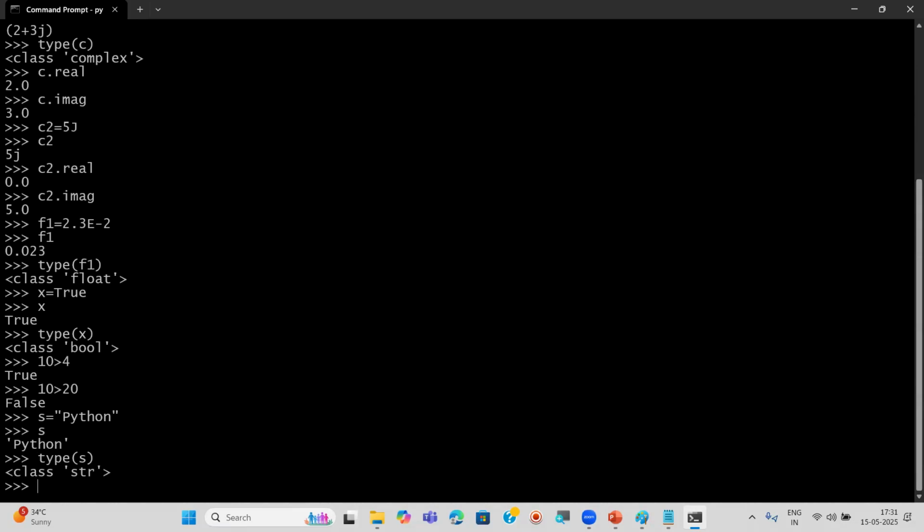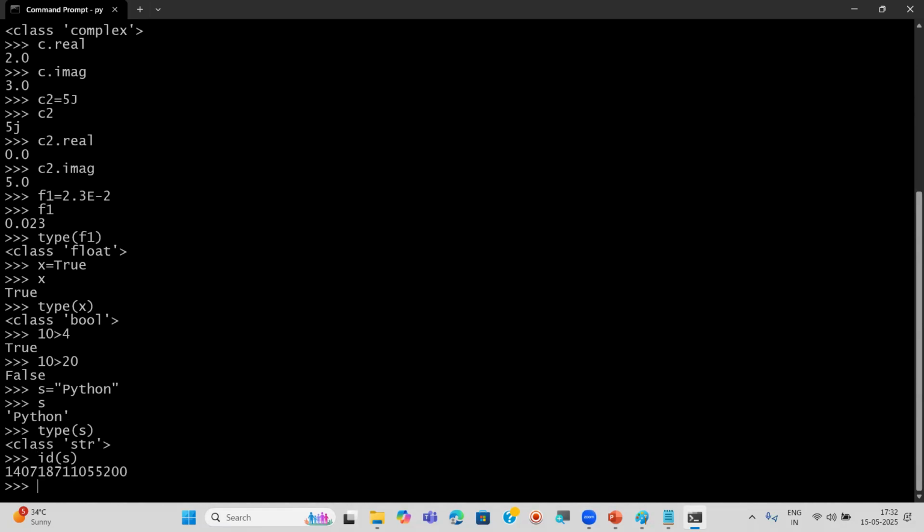Same way, every variable also has a memory location, right? And every memory location also has an address. If you want to find the address of a variable or object, there is one function for that. That is the id function. You can pass any variable to id. Suppose I want to know the ID of the variable. See, the ID is usually in integer form.